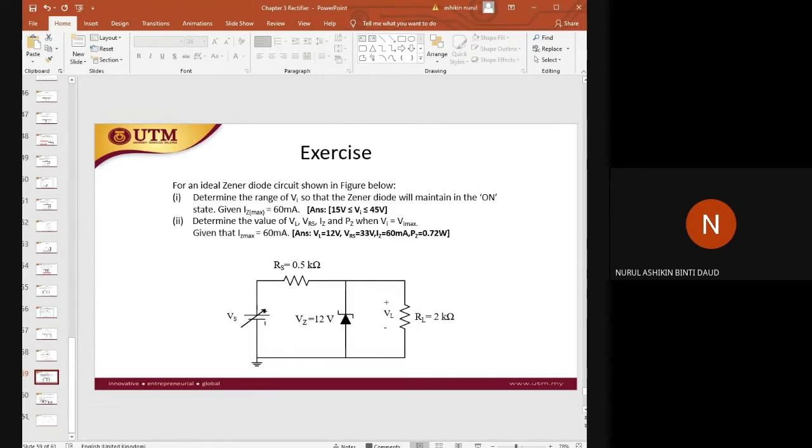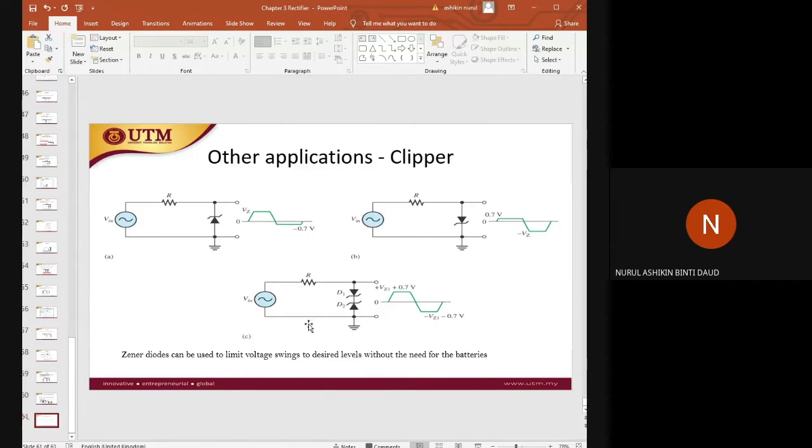That's all for today. And inside your notes, there are also other applications for Zener, which can be used to limit voltage swing. So this is as a clipper. This is just additional information for you, for where we can apply Zener diodes. These are extra knowledge for you.